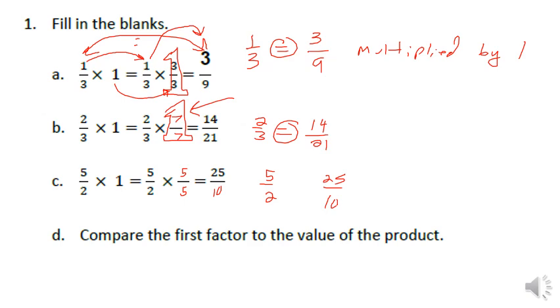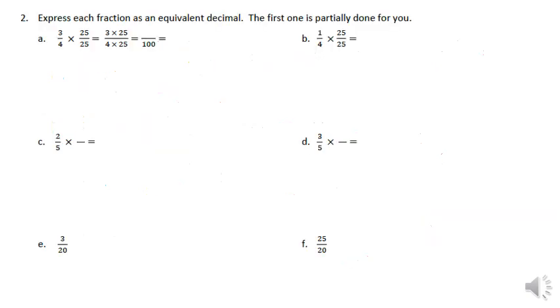And the last one, which is 2/5 and 10/25. Once again, because we multiplied by 5/5, which is equal to 1, and anytime you multiply by 1, they are equal to each other. So that is the answer to D.